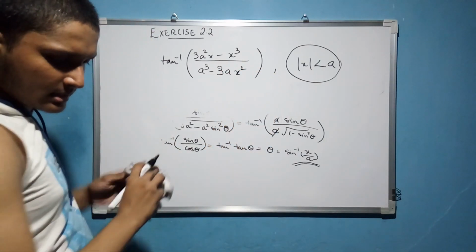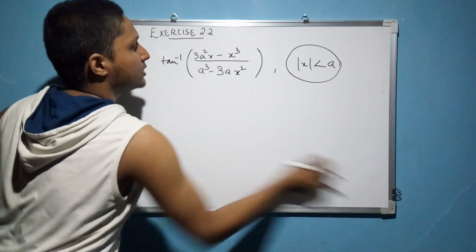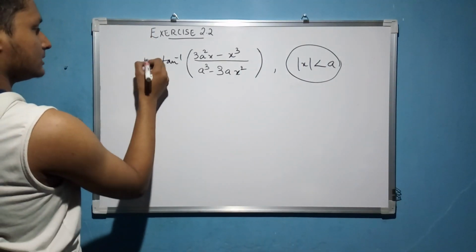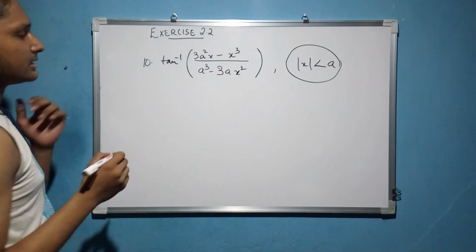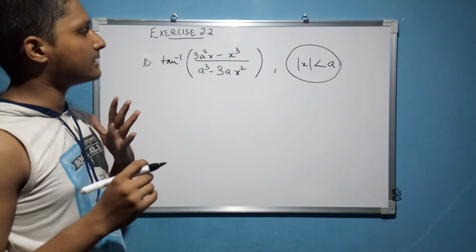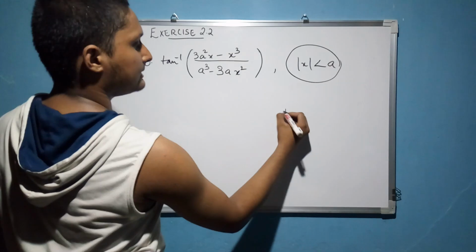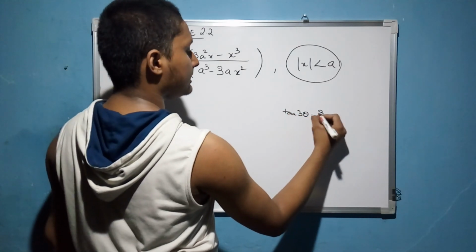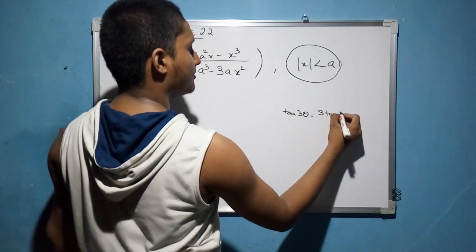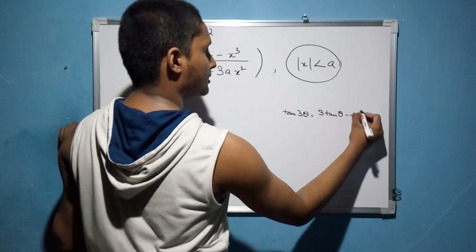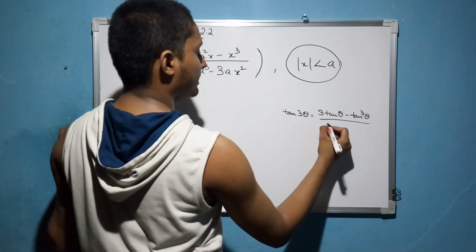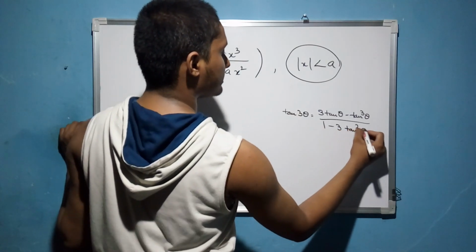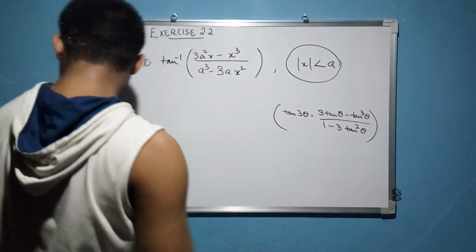Okay, 3a square x minus x cube minus 3ax square. This is the 10th question. Okay, what has come in this 10th question? So similar to this, I can find out the tan 3 theta form. Tan 3 theta is equal to 3 tan theta minus tan cube theta divided by 1 minus 3 tan square theta. Somehow I need to get this value.